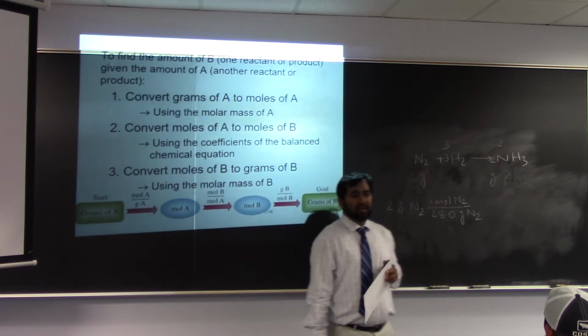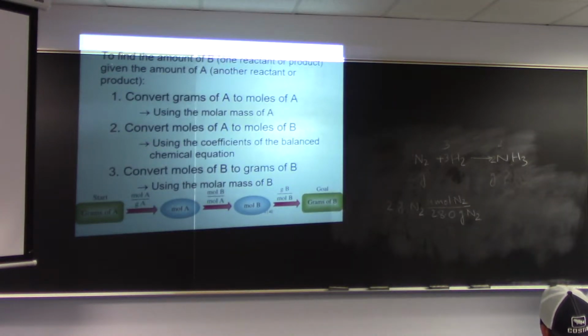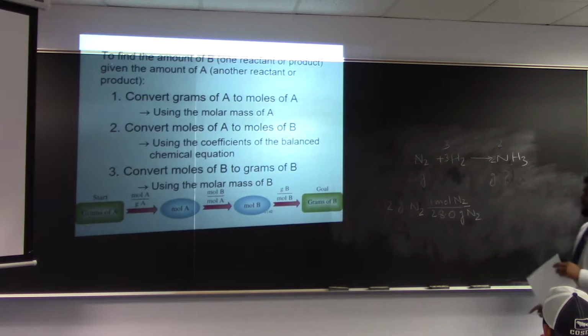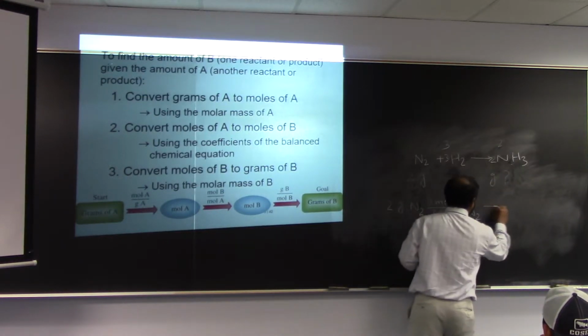Why did I do 28? Why did I put 28 instead of 14? Because there's two nitrogens. Diatomic. They are diatomic, right? So seven atoms are diatomic. Who are they? Hydrogen, oxygen, nitrogen and halogens. Wonderful. So nitrogen is one of them. They are diatomic.